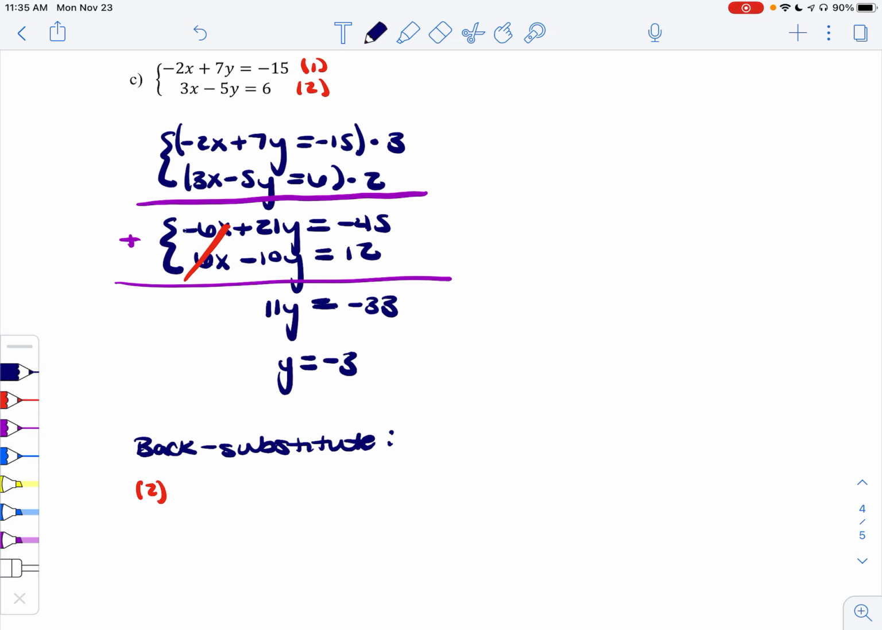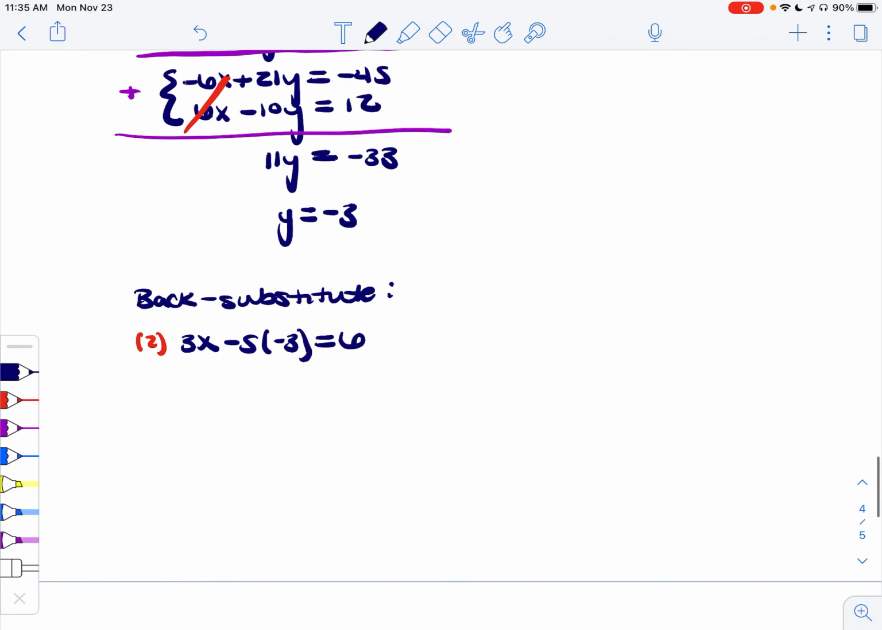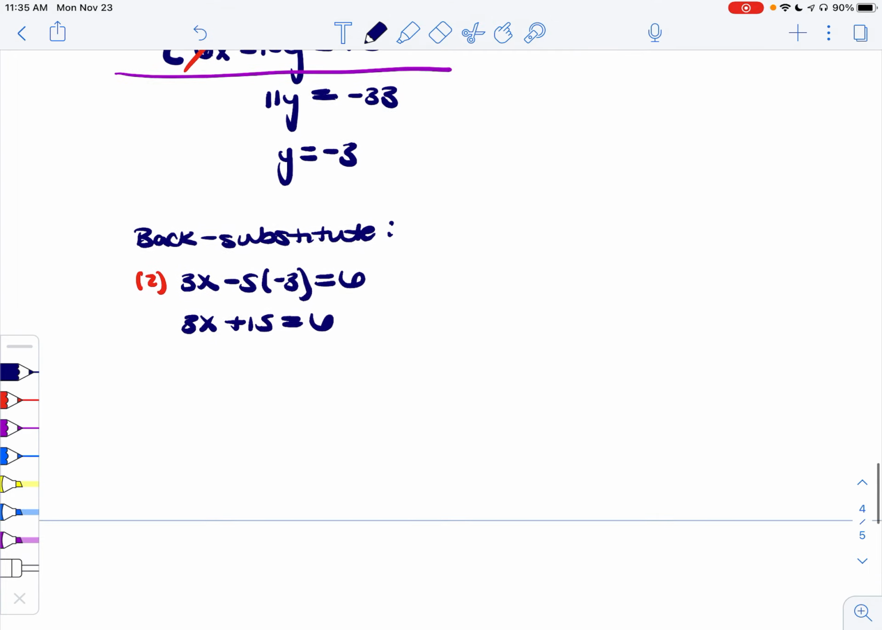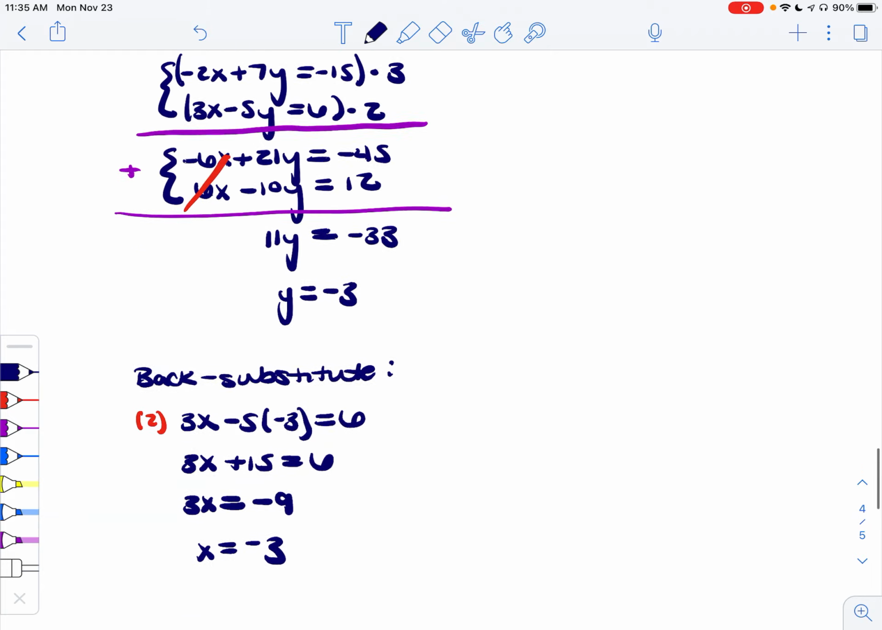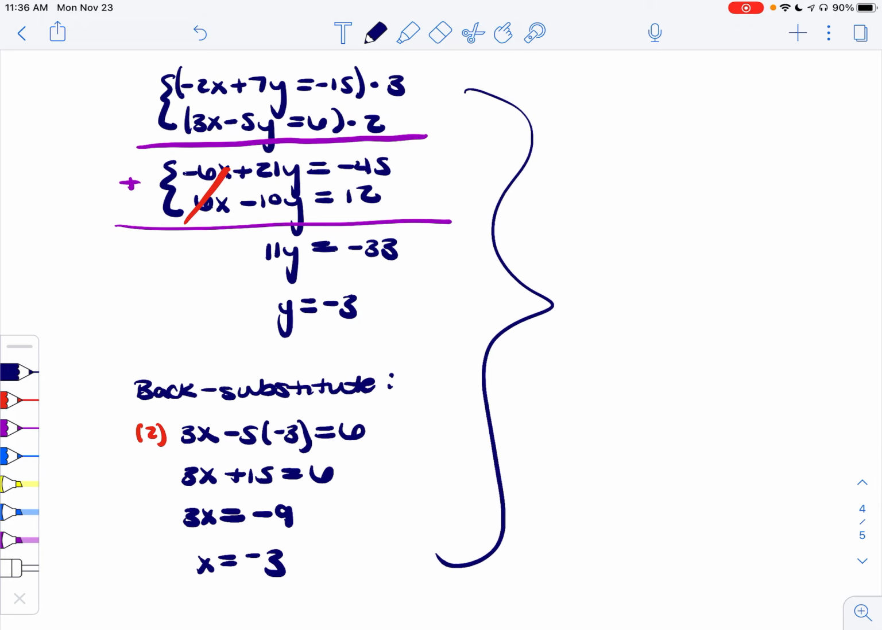So substituting -3 in for y. So 3x minus 5 times -3 is equal to 6. So that'd be 3x plus 15 is equal to 6. Subtract the 15 over. So 3x equals -9. And then divide by 3. And we get x equals -3. All right, so putting all this together, we have the point -3, -3.